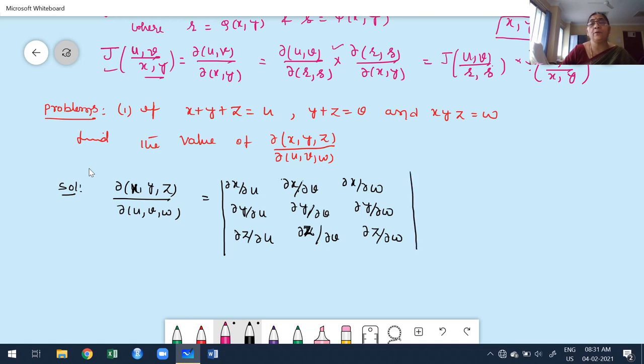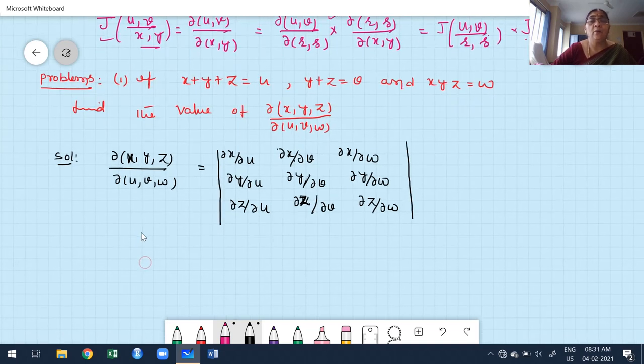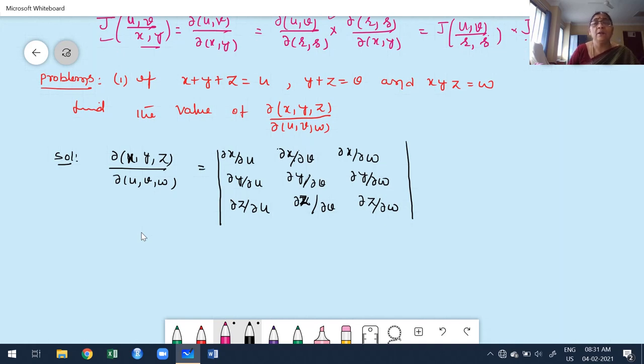Now, if you want to find these values, what type of function do I require here? x is a function of u, v, w, y is a function of u, v, w, and z is a function of u, v, w. Suppose x, y, z are functions of u, v, w, then it's possible to find these first order partial derivatives. But it's not given in the function that x, y, z are functions of u, v, w. Observe, x plus y plus z is equal to u, y plus z is equal to v, and then the next one, xyz must be equal to w. This is the way they are given.